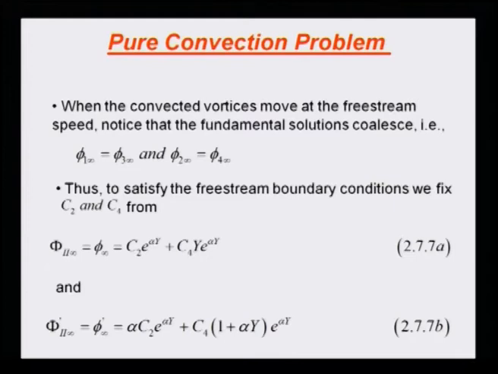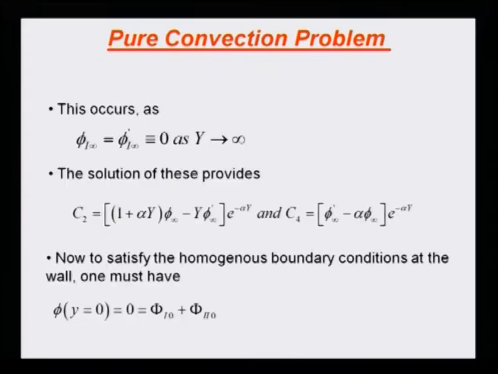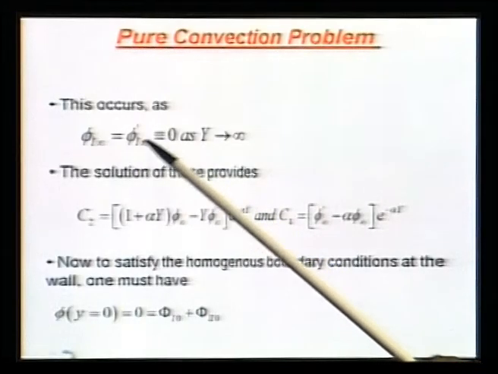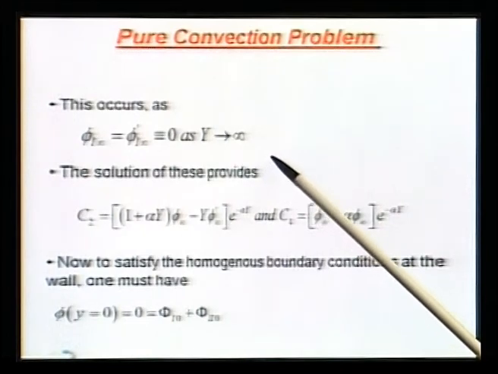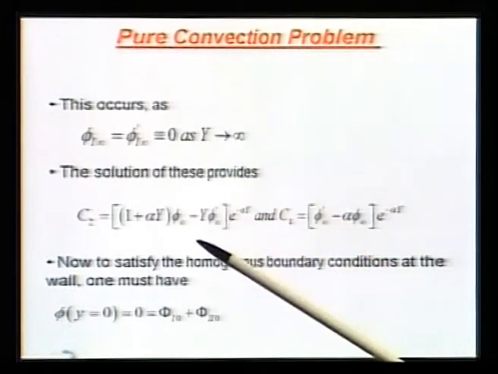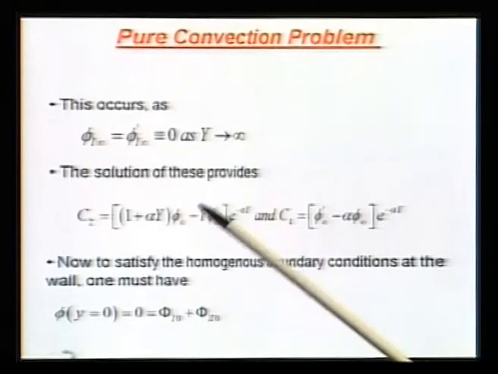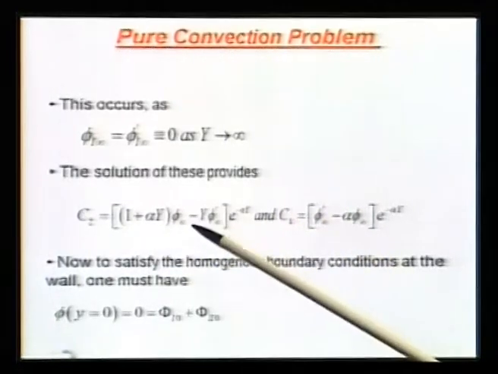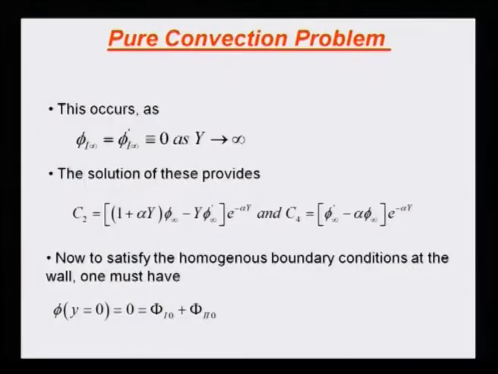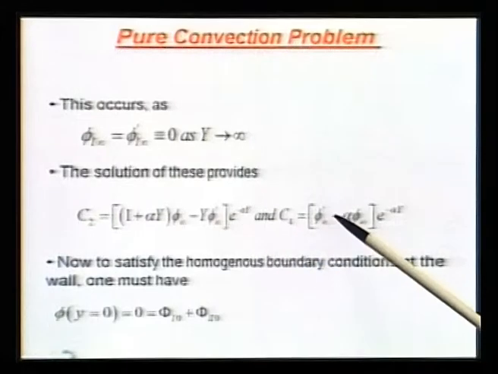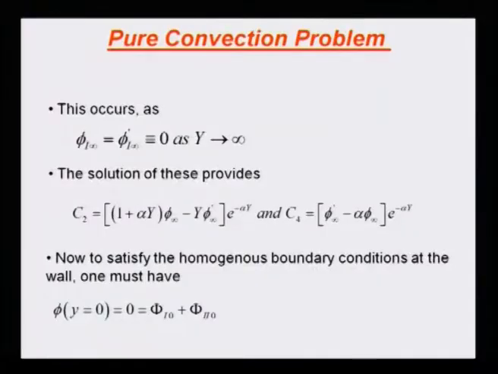Once you have C2 and C4, you can proceed. And as I also mentioned to you, when you look at the other mode, the wall mode, it actually goes to 0 as y goes to infinity. So this does not interfere in the solution. So we get C2 and C4 like this. Okay. So here are your closed form expressions for C2 and C4.